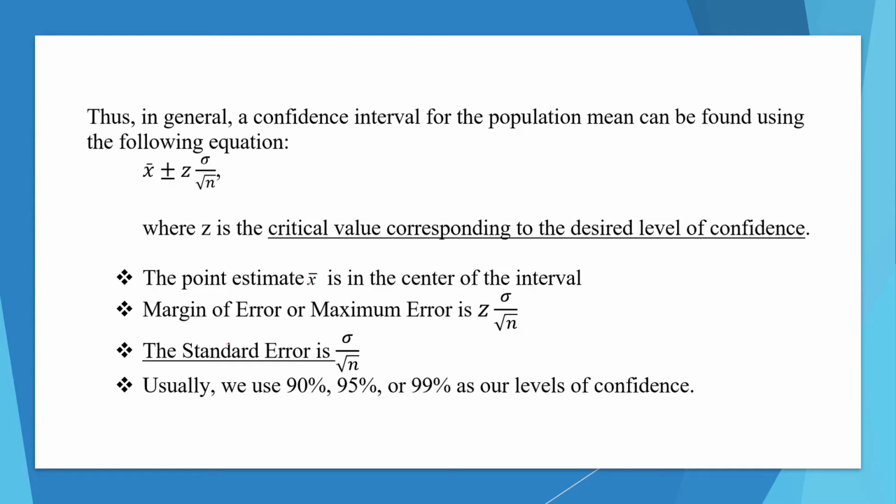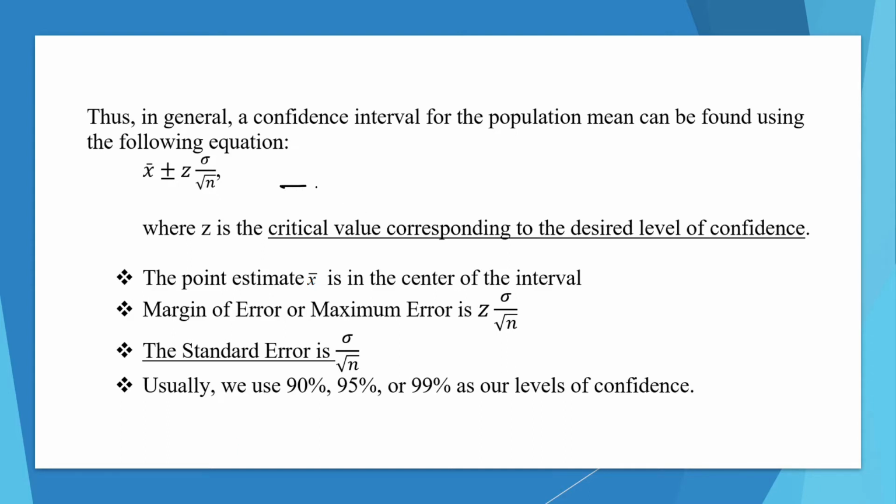The margin of error or maximum error is z times sigma over the square root of n, and the standard error is sigma divided by the square root of n. In general, we usually use 90%, 95%, or 99% as our levels of confidence.